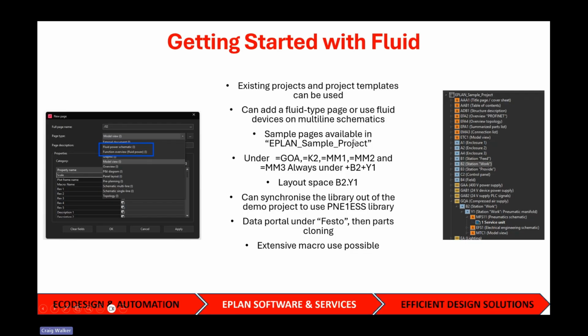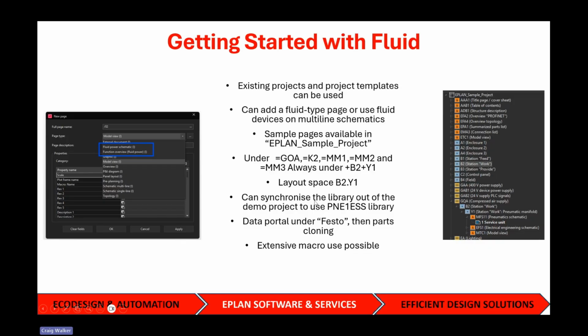There's a sample project available that comes with Eplan, which is the Eplan sample project, doubly named. And then within that, I will show you exactly where to find how they have provided the demo pages for fluids. But effectively, you'll find it under a lot of different sections, this GOA, K2, MM1, and you can use this PDF or the video from this as a reference, but it's always under this B2 plus Y1. And you can see down here B2, Y1, and that's where all your fluids are located under these subcategories, under these location designations.